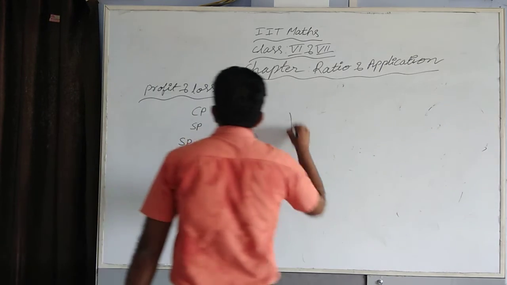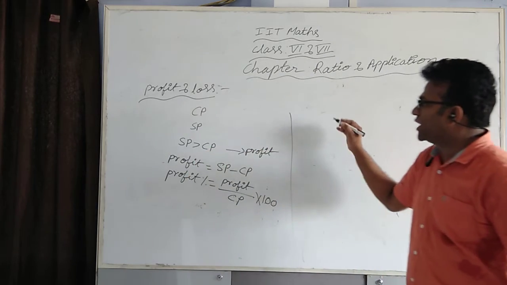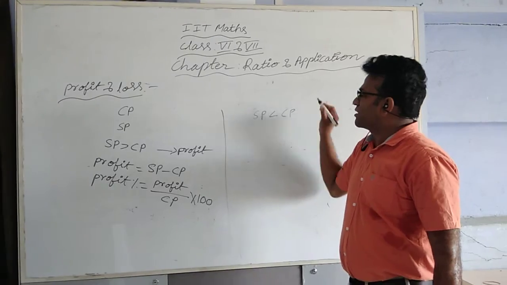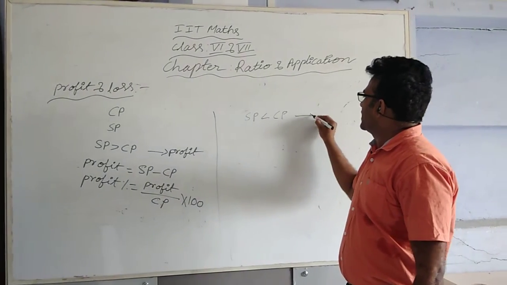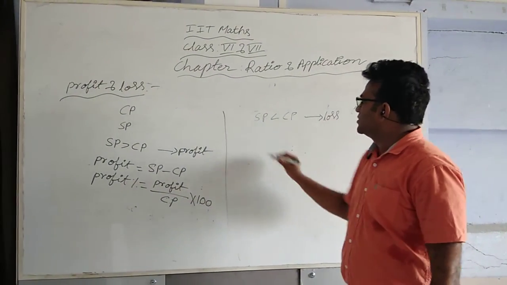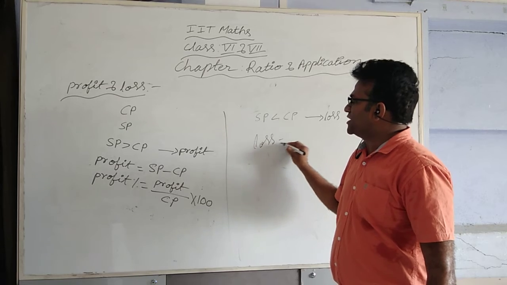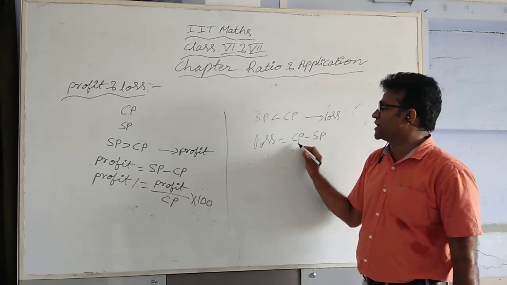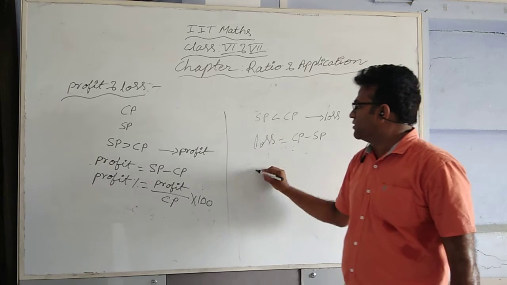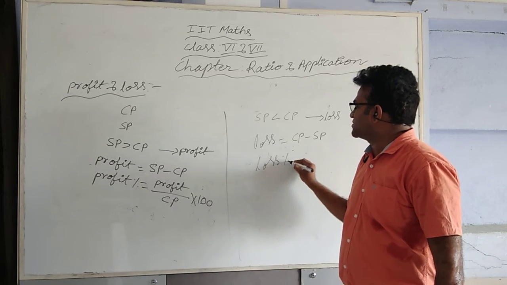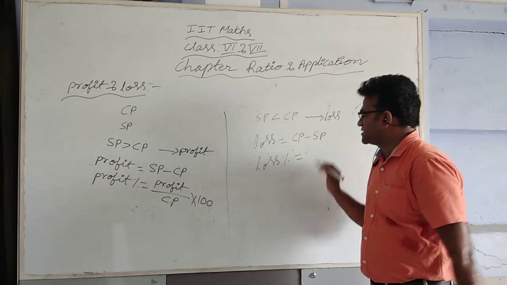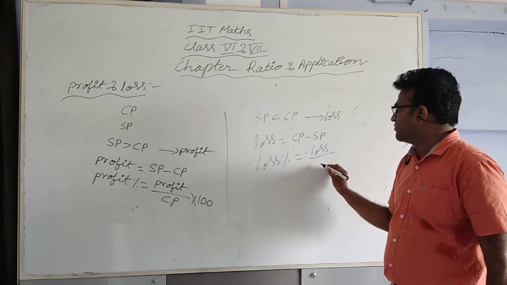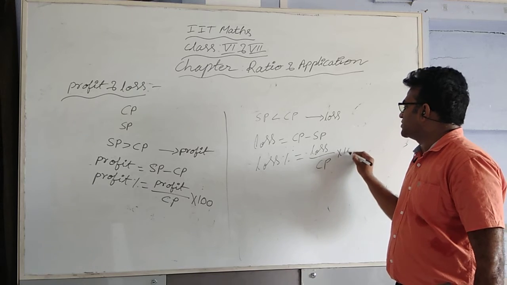Okay. Next, loss. How can we get loss? If the selling price is less than cost price, then we will get loss. So loss is equal to CP minus SP. That means cost price minus selling price. Loss percentage is also calculated on CP only. That means loss incurred by cost price into 100.